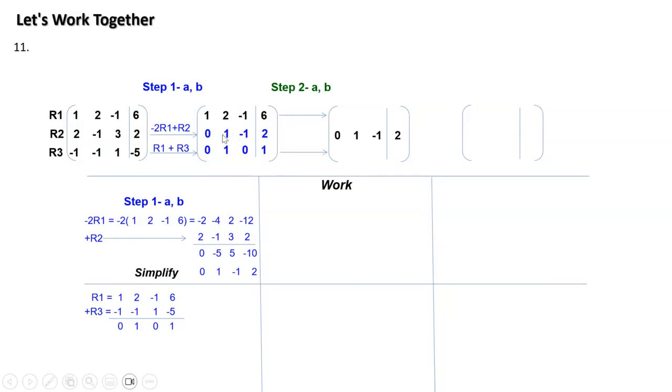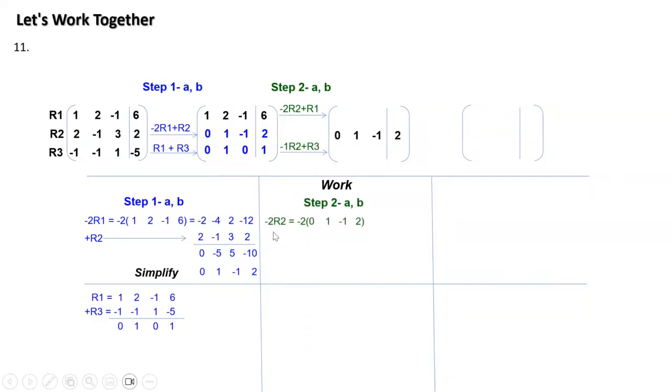So we're going to multiply -2 times row 2 and add it to row 1. And here, guys, to get rid of the 1 here on row 3, I'm going to multiply -1 times row 2 and add it to row 3.